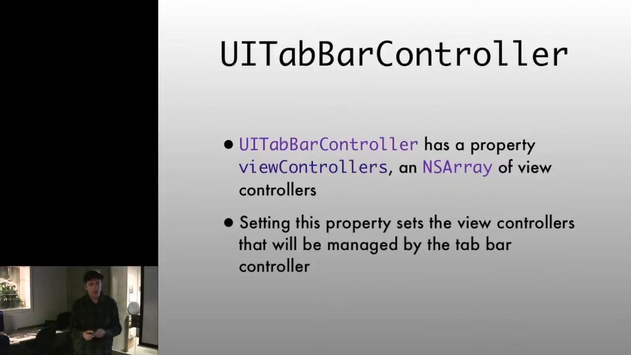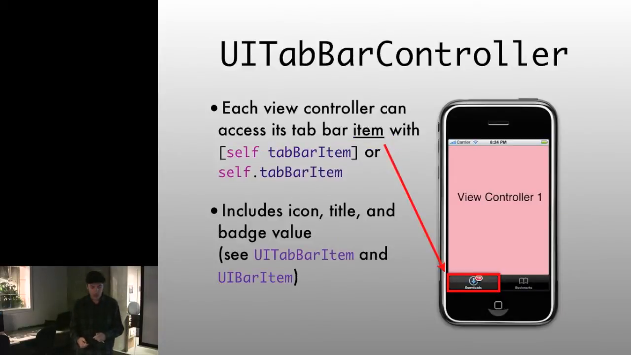So each tab bar controller has a property called view controllers, which is an array of view controllers. So it's pretty easy. You just create an array, fill it with view controllers, set it as the view controllers property on the tab bar, and it does everything else. It creates the tabs, it switches between them automatically as the user switches between the different tabs, and it just draws the views as necessary, which is pretty cool.